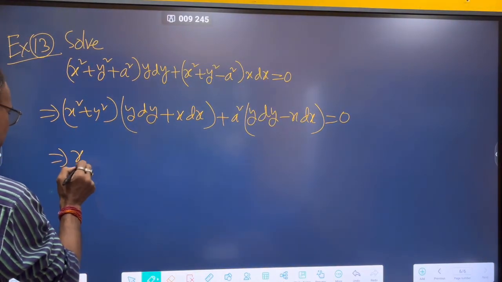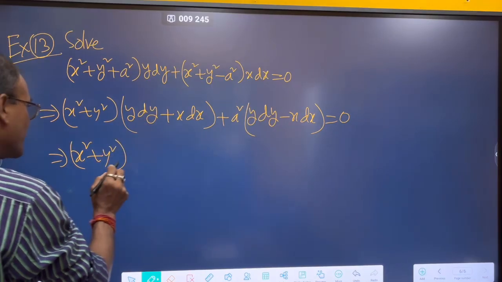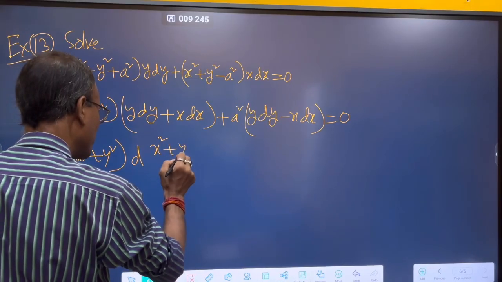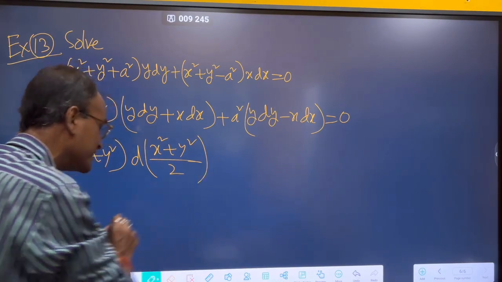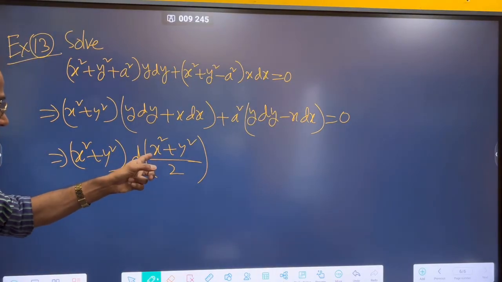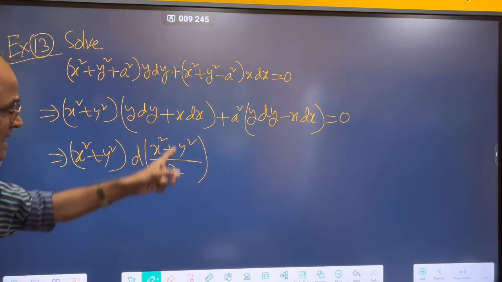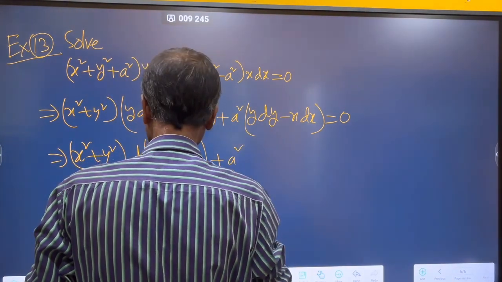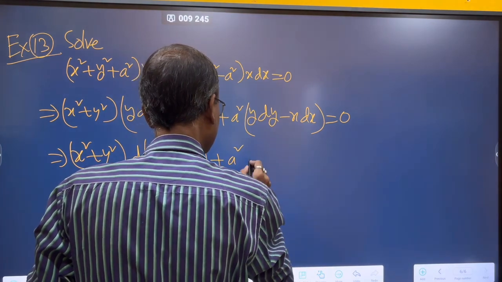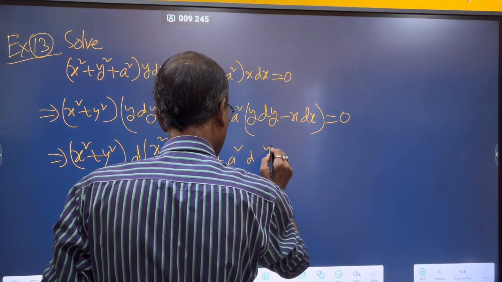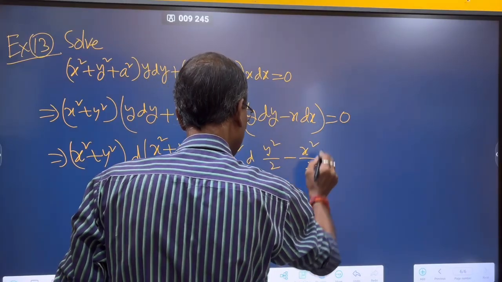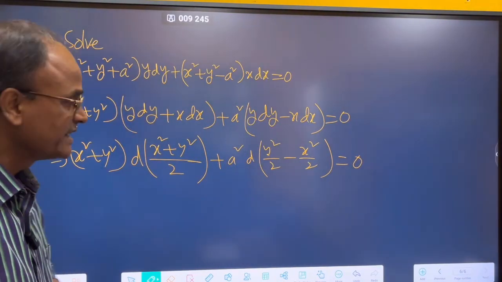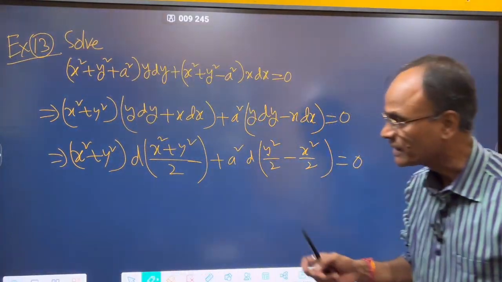Now, this means x square plus y square can be written as d of x square plus y square divided by 2. Can I write like this? It is twice x dx plus twice y dy; 2 will be cancelled, x dx plus y dy. You may write like this, plus a square, it is d of y square by 2 minus x square by 2, that is y dy minus x dx.